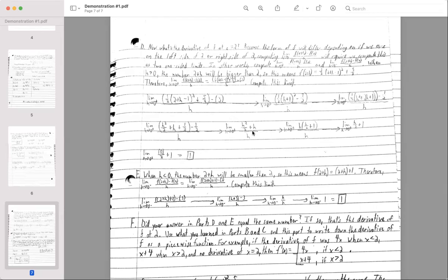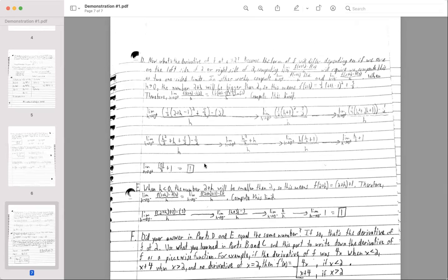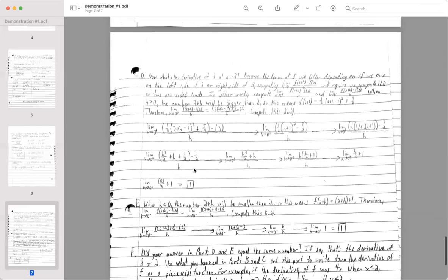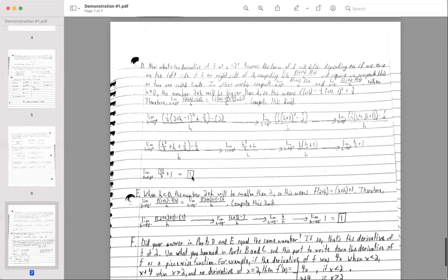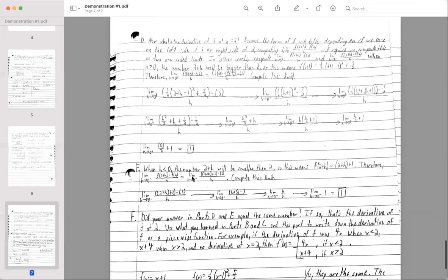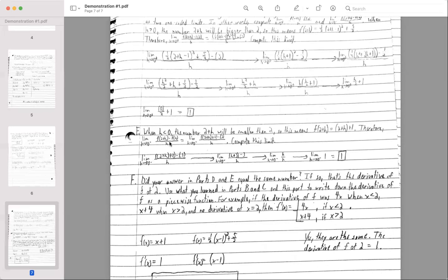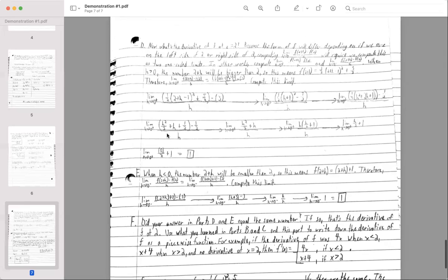And that will leave you with this same thing right here, where you take out the h and cancel them out in the numerator and the denominator. And then that's going to leave you with h over 2 plus 1. Plugging the 0 in gives you a 1. And so that now shows you what the derivative is at a equals 2. But now we're going to analyze this again when h is less than 0.